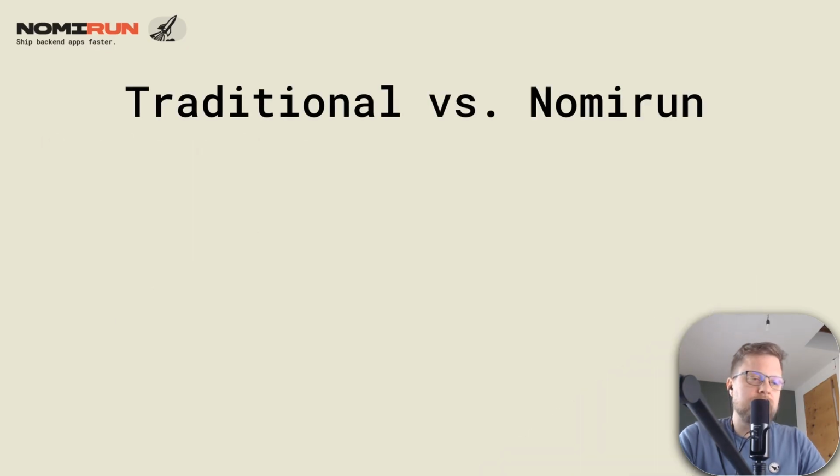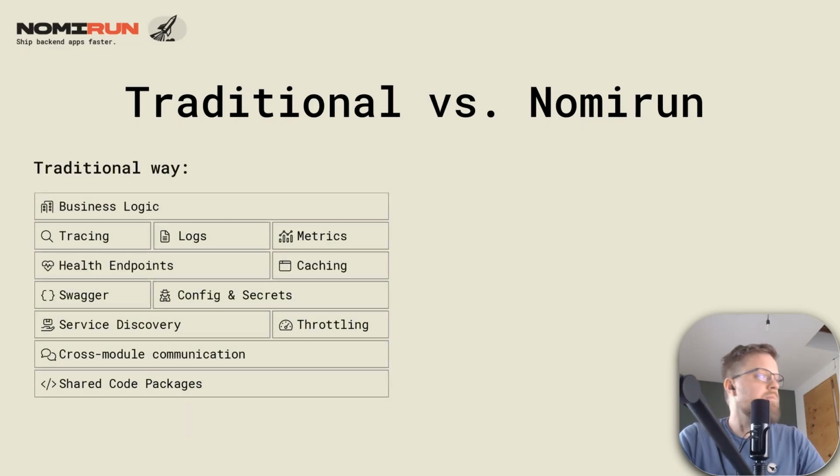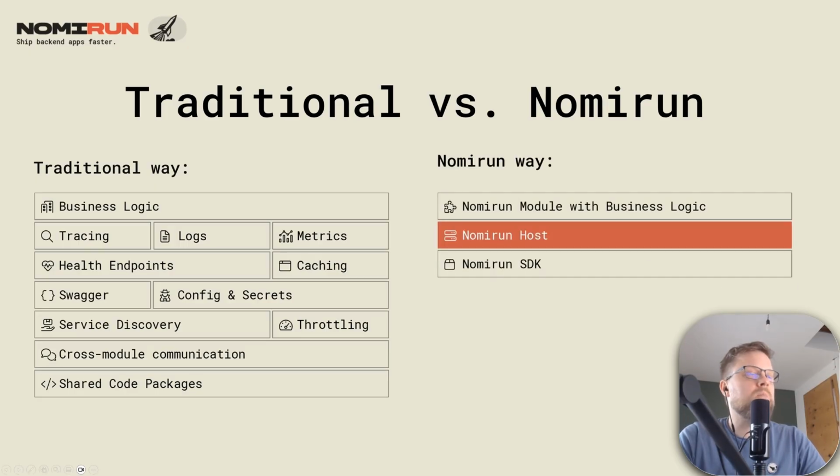Now let me show you a bit how it looks, traditional versus Nomirun. So traditionally, how you would build a backend application, you would need something like this. You have business logic at the top, and then you have some application infrastructure in the middle. You need to take care of logging, tracing, caching, Swagger doc, throttling, or whatever, right? So there are a lot of different components you probably need to take care of, and also cross-module communication is one of those things. Now, in the Nomirun world, this looks like this. The middle part, application infrastructure, is bundled in the Nomirun host, and you still write your business logic.